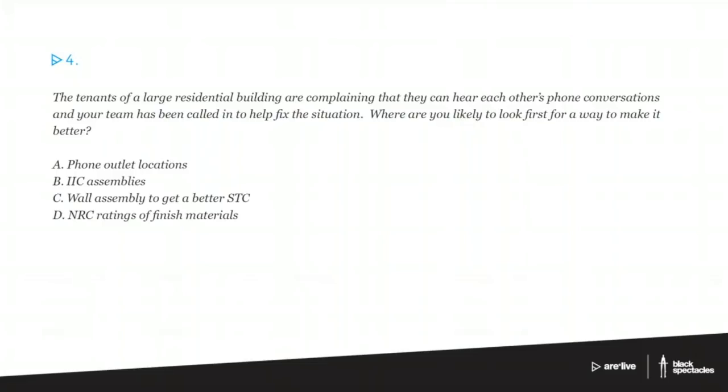And our answers are phone outlet locations, so like we could put the phones farther away from each other. That is such an old school answer, I can't even believe it. Most of you probably don't even have an actual phone, like a wired phone. But conceptually you could have the phones be farther away from each other, and that would be helpful. The IIC assemblies, C would be the wall assembly to get a better STC. D would be the NRC ratings of finished materials.